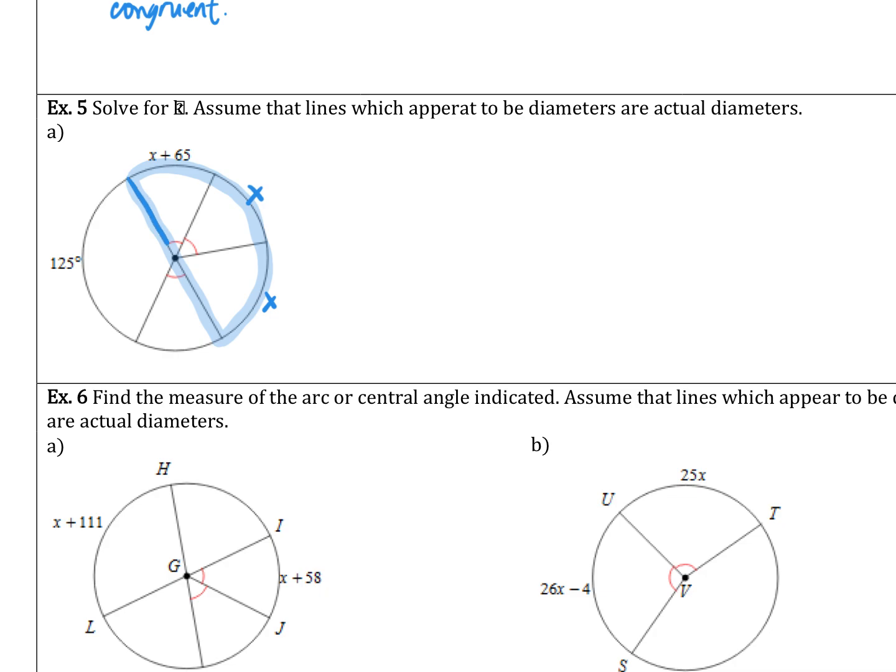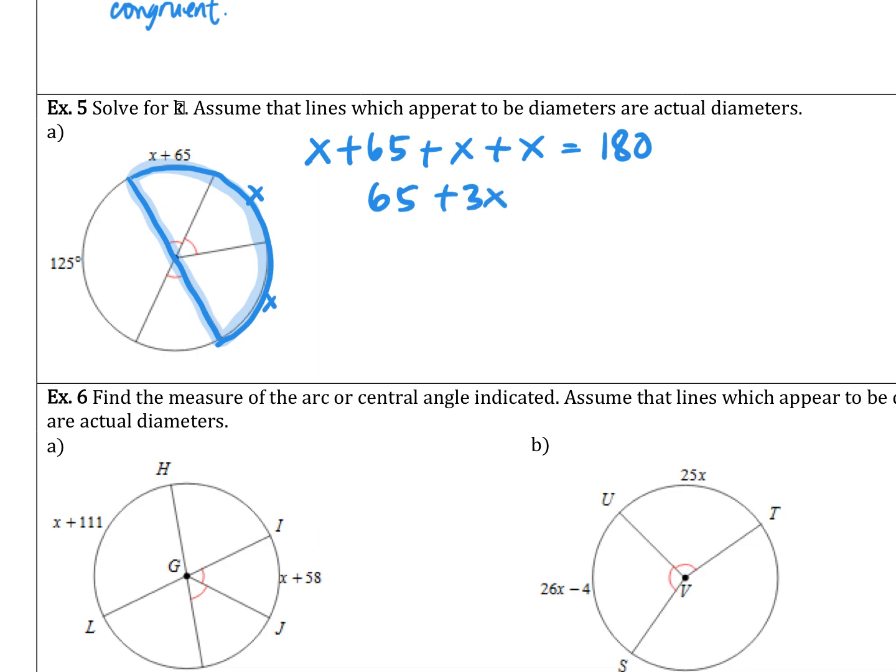But I know that one semicircle is equal to 180. So in that case, I'm going to set up my equation: x plus 65 in here, plus x, and then plus x is equal to 180. That's going to be 65 plus 3x is equal to 180.